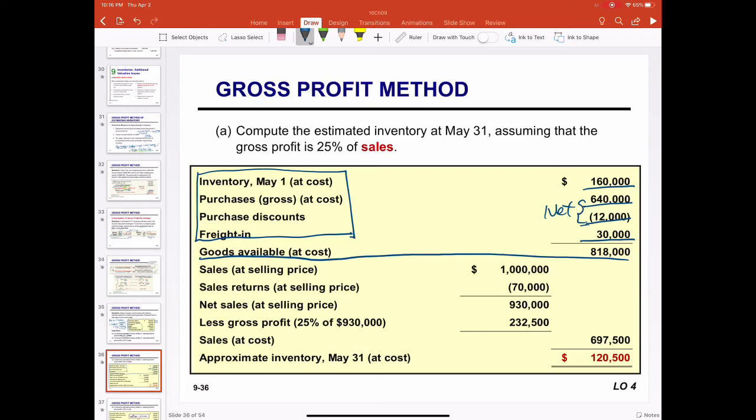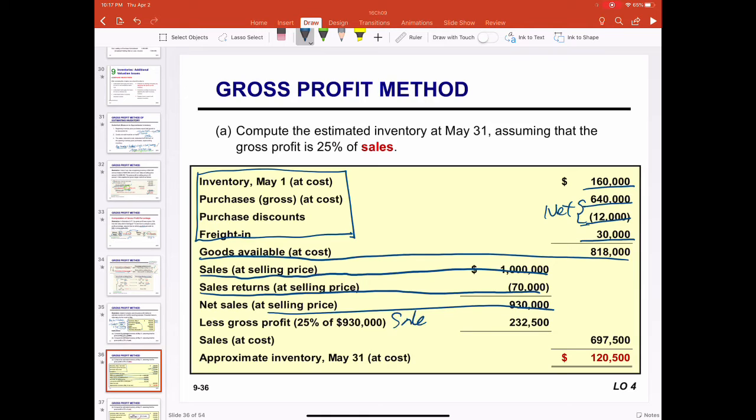The next is we are going to estimate cost of goods sold. We know cost of goods sold is the difference between sales revenue and gross profit. Before we do that, we first calculate net sales. Net sales equals the sales subtract sales return. So the net sales is 930. Then we estimate gross profit. Gross profit basically is sales multiplies the gross margin, which is the percentage given.